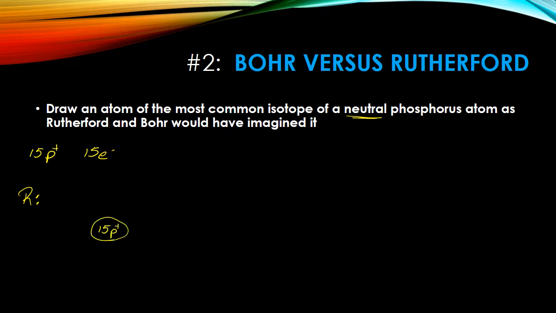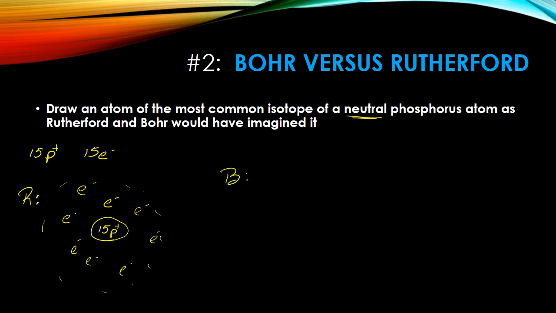Where did Rutherford say the electrons were? Yeah, he didn't have a clue. The electrons were just out here, anywhere, somewhere in this space. You don't really need to draw all 15 electrons if you write down the words that they were all 15 in this space somewhere around the dense nucleus.